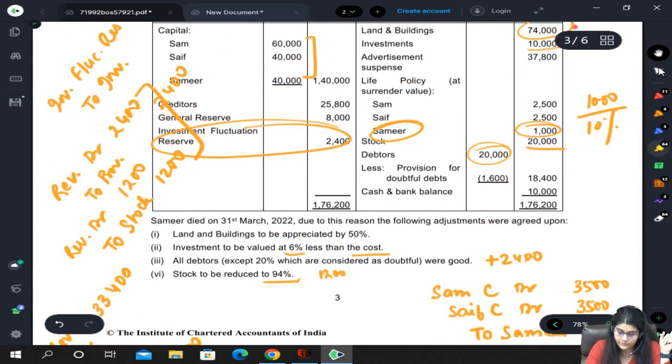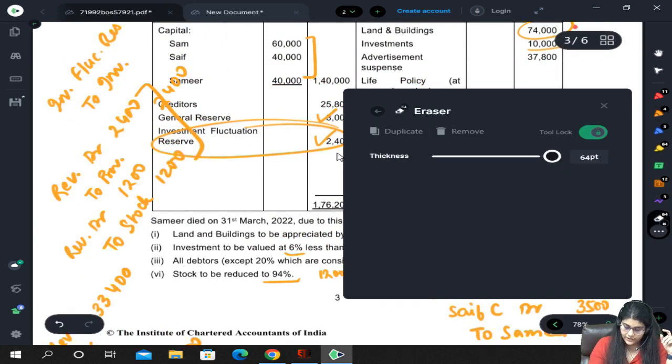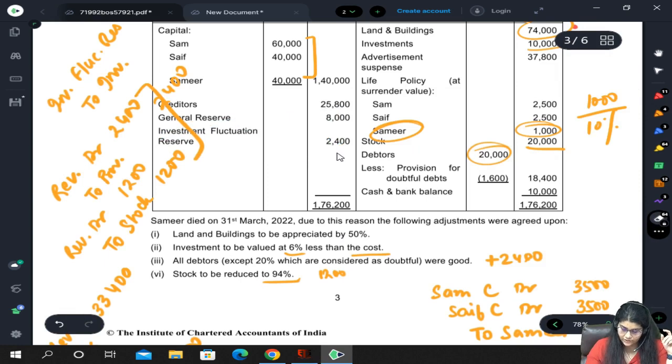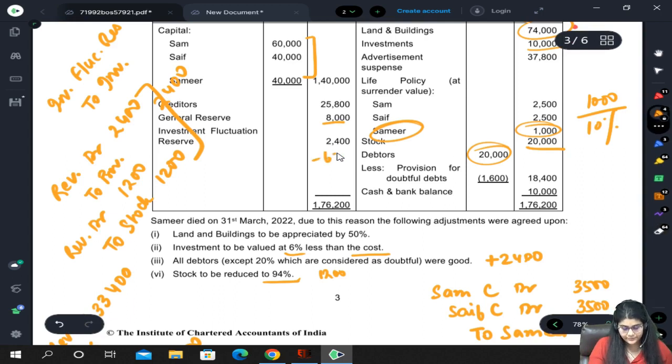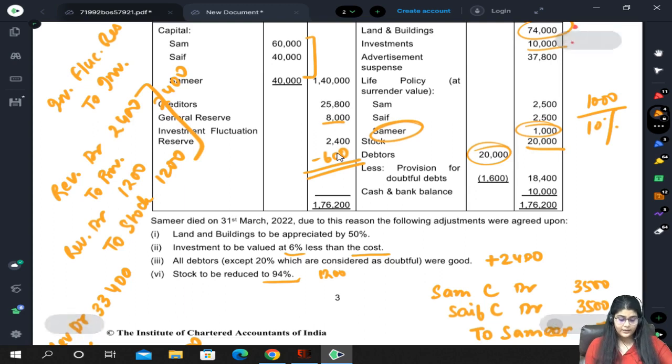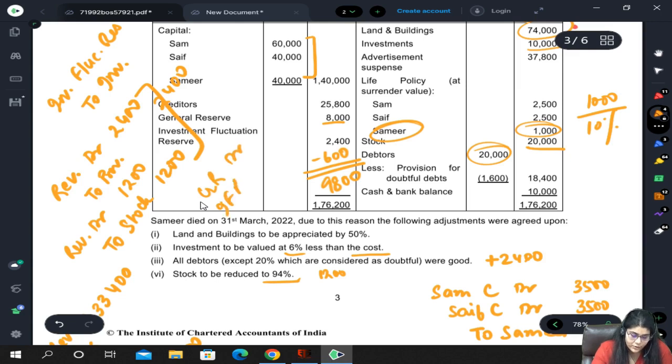Which reserve? We have the investment fluctuation reserve and we have the general reserve. General reserve is 8,000. Investment fluctuation, remember we subtracted 600 from the investment fluctuation. So which means in total we have to distribute 8,000 plus 2,400 minus 600, that is 9,800. 9,800 we again have to distribute equally, divided by 3, giving us 3,267. One person will get 1 rupee less. So again, the entry will be general reserve debit, investment fluctuation reserve debit to Saif, Sam and Samir. Okay.